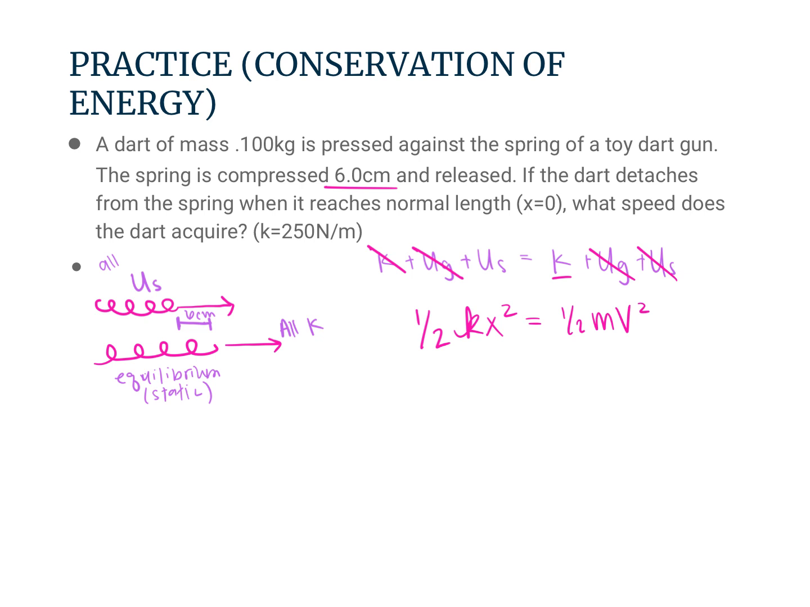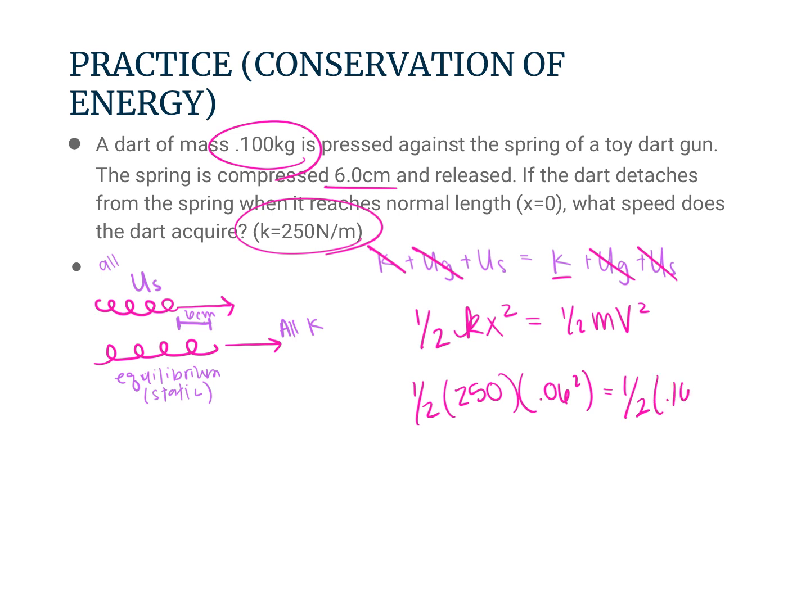All right, so on our spring side, we have 1/2. The K value is given to us in the problem, 250 times x squared. What needs to happen to that compression length? We got to put it into meters. So that becomes 0.06 squared equals 1/2. And then our dart, that's another cause for possible conversion, but it's already in kilograms. So we just got to be careful with that. Okay, so a lot of times those little tiny things would be in grams. So we'll say 0.10 times v squared.